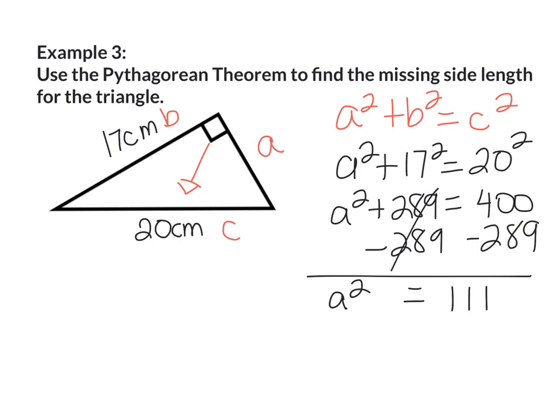Now I'm going to take the square root of both sides. So the square root of a squared is just a. The square root of 111 is approximately 10.5. So the missing side is 10.5 centimeters.